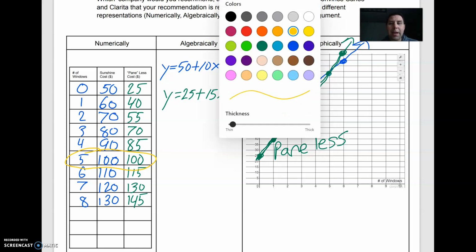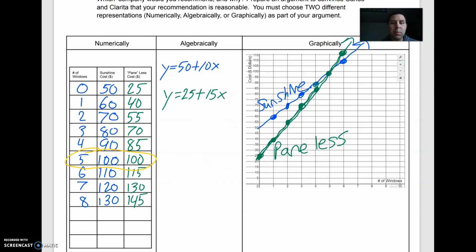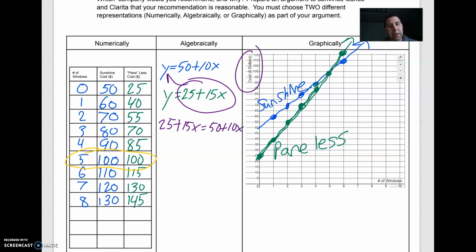Well, what we were looking at is we wanted to see when the two costs were the same. So since y is the cost, how about I set these two equations equal to each other? Or in other words, since I want to find the same cost, I'm going to take the Painless equation and replace it with y there. So now this is 25 plus 15x equal to 50 plus 10x, because my goal is to figure out when they are the same. And since I can substitute Painless in for y, since their costs have to be the same, I could just do that and now solve.